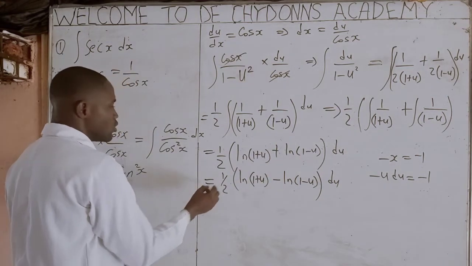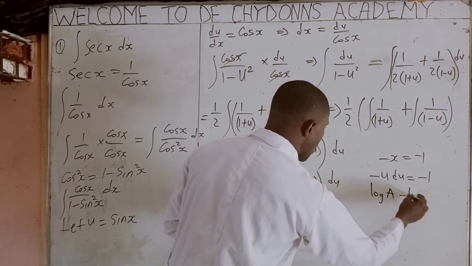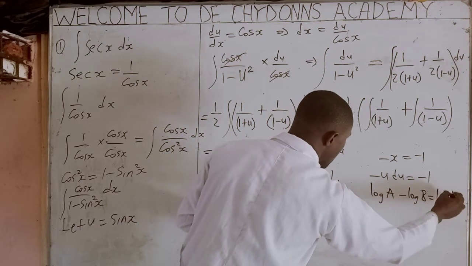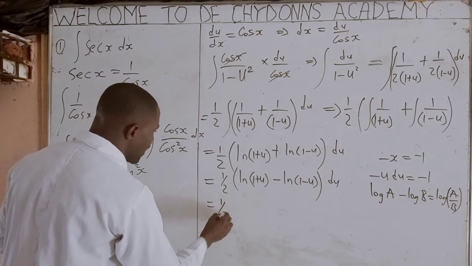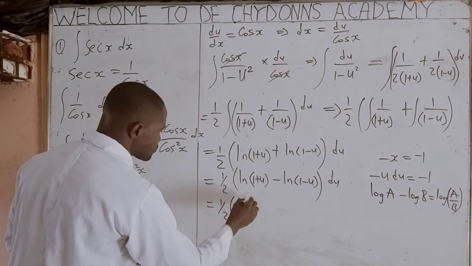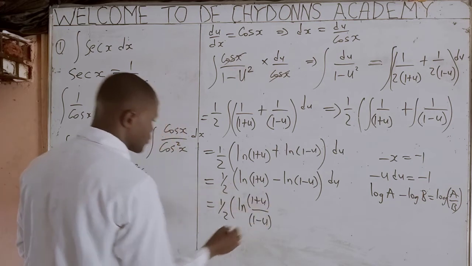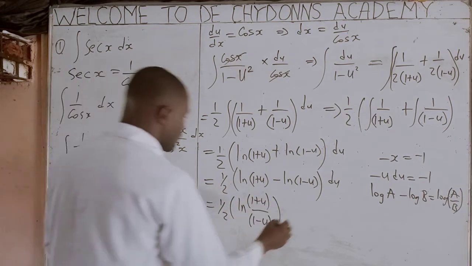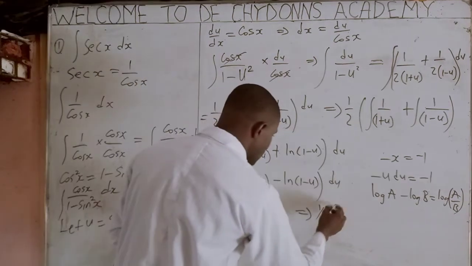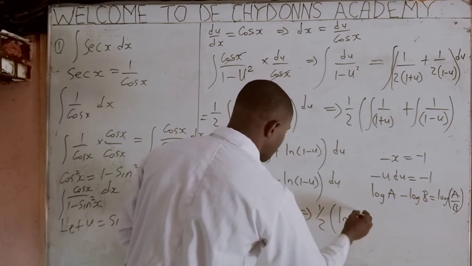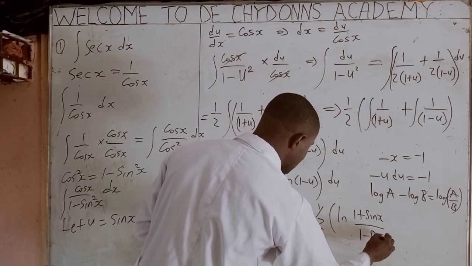So we now continue. We say that from the law of logarithm, log a minus log b equals log of a over b in bracket. So here I will be having 1 over 2 bracket, then 1 plus u all over 1 minus u. Okay? So that will be giving me 1 over 2. My u is what? Sin x. I will say then 1 plus sin x all over 1 minus sin x. Okay?